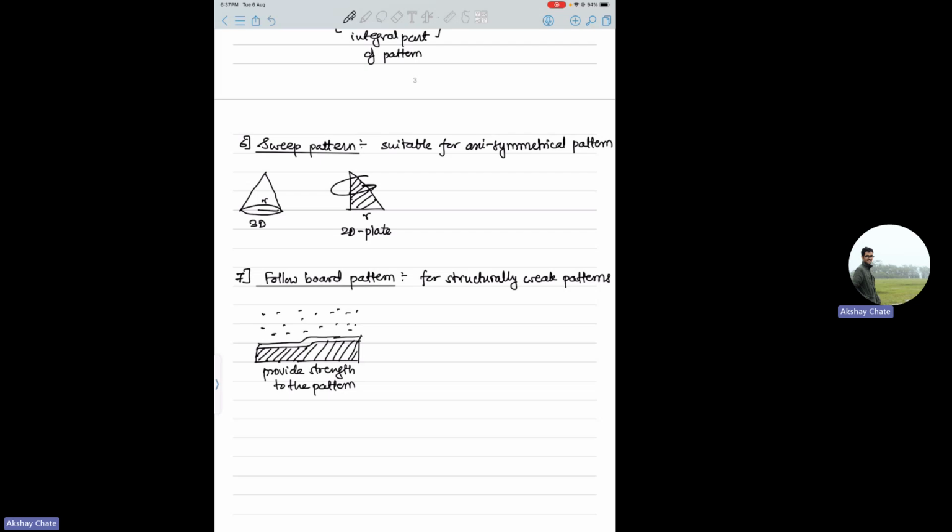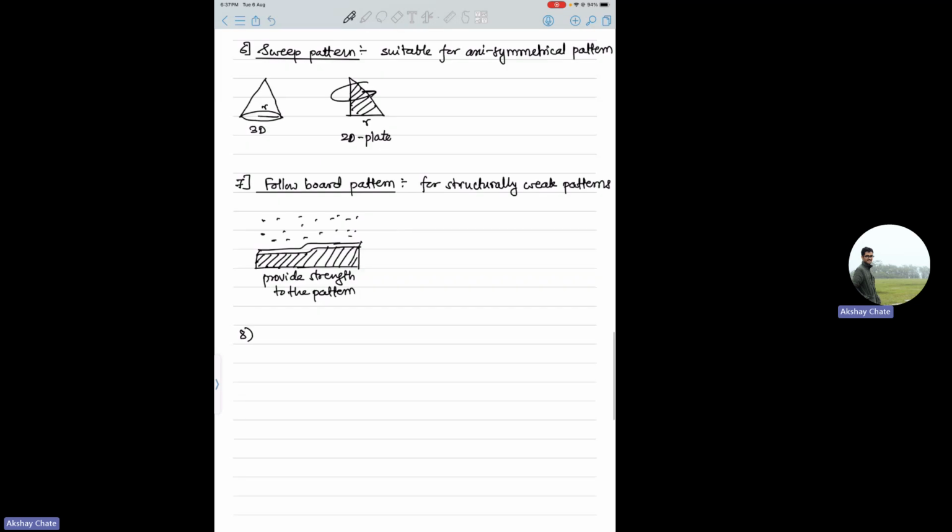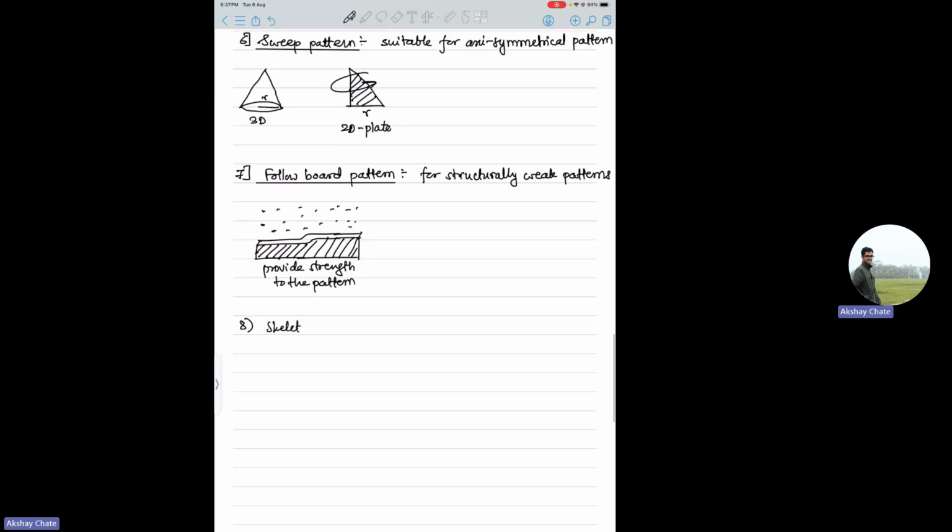Sometimes you'll have something called a skeleton pattern. As the name suggests, this is used for large scale pattern making. As I said in the beginning of the class, wood is the better choice for large scale pattern making. That is true, but sometimes you cannot make the log of wood very big because you may not have it. It will be difficult to procure it, etc.